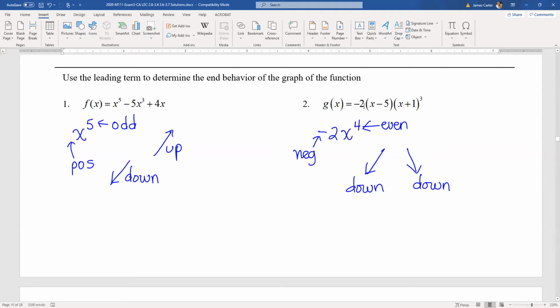In this case, A is negative, and my leading term would be x to the fourth. So even. So even, I'm going to have a W either up or down. And in this case, because the A is negative, it'll start down and it'll end down.